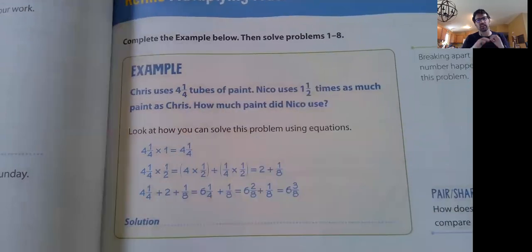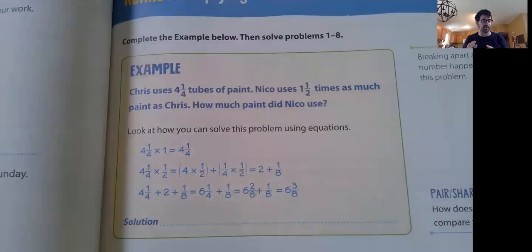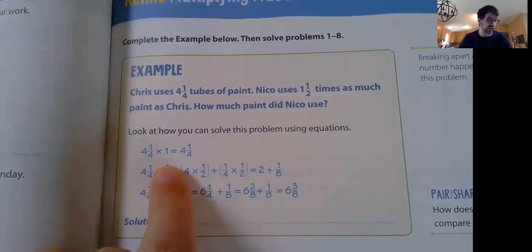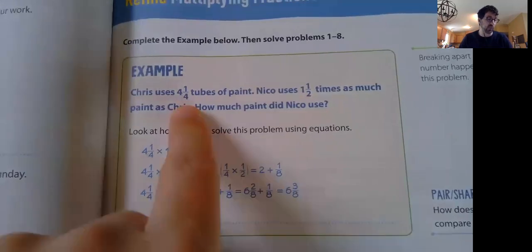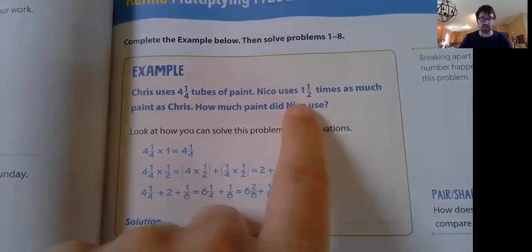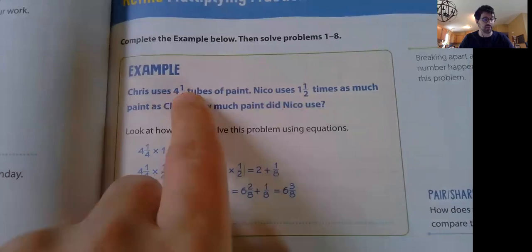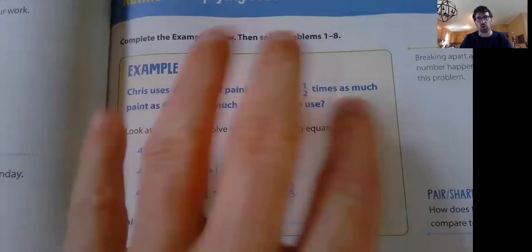Now you might be thinking, wait a second, this is the first time that we've done a mixed number times a mixed number, right? And you're right, this is the first time we've done mixed number times a mixed number. So let's look at what they did here. What they did was we have to multiply 4 1/4 times 1.5. That means we have to multiply both parts, the fraction and the whole number, by the fraction and the whole number over here. We have to do the whole thing.